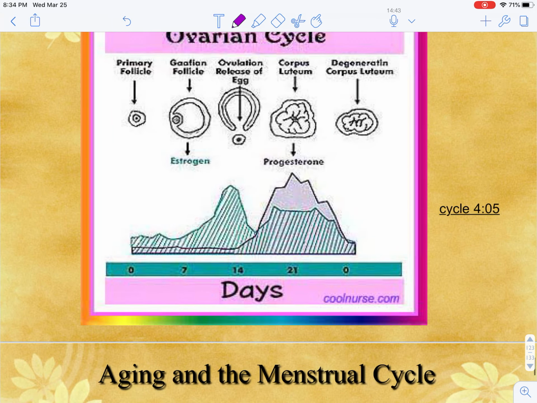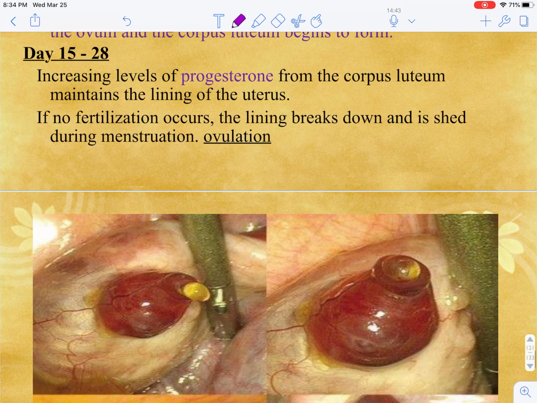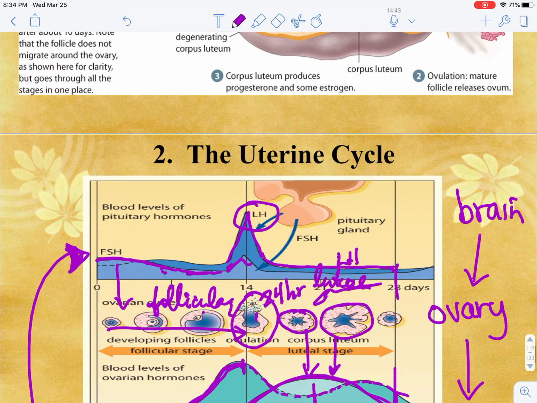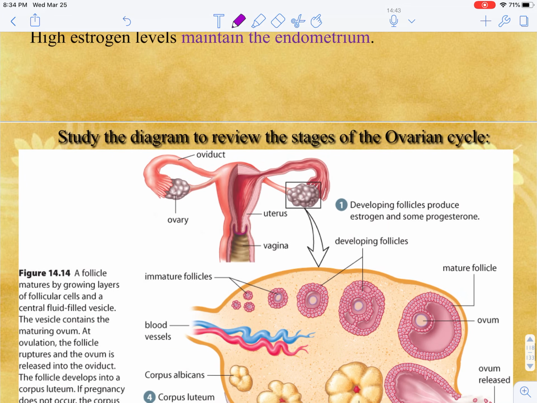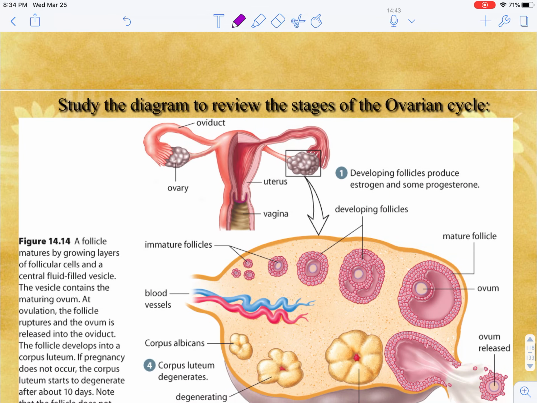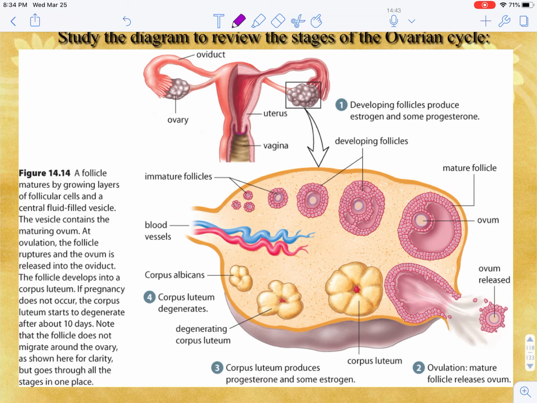So we've got a number of little review videos embedded in this PowerPoint. I think they're great to have a look at. So it just gives you another chance to see animations and explanations about the female cycle. But this is the most important part probably of chapter 14. And this wraps up chapter 14.